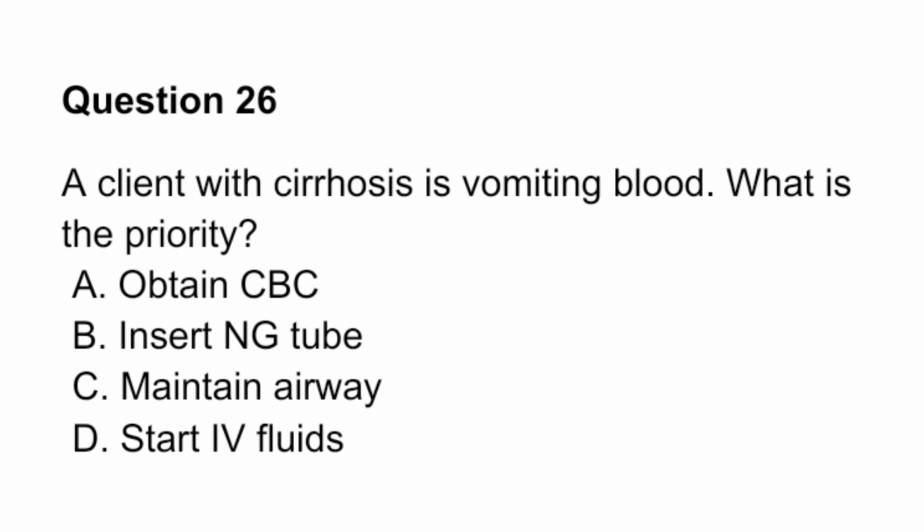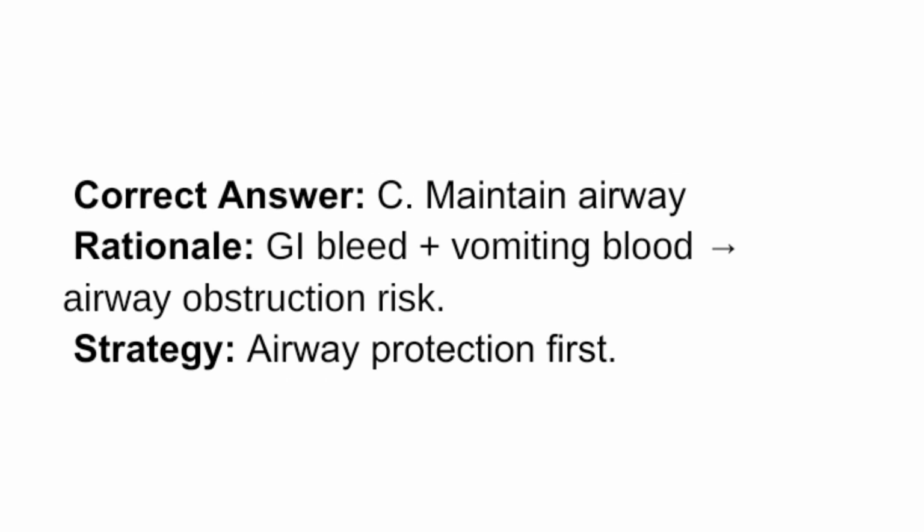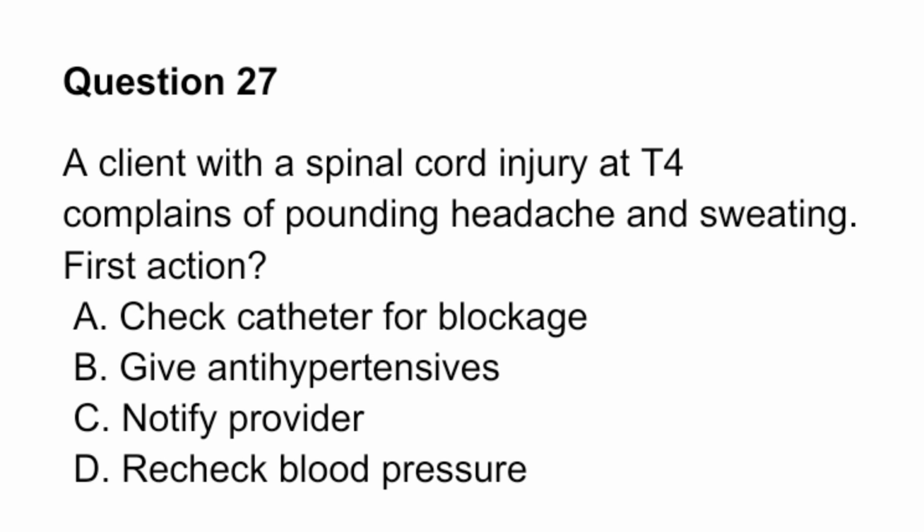Question 26. A client with cirrhosis is vomiting blood. What is the priority? A. Obtain CBC. B. Insert NG tube. C. Maintain airway. D. Start IV fluids. Correct answer, C. Maintain airway. Rationale: GI bleed plus vomiting blood, airway obstruction risk. Strategy: airway protection first.